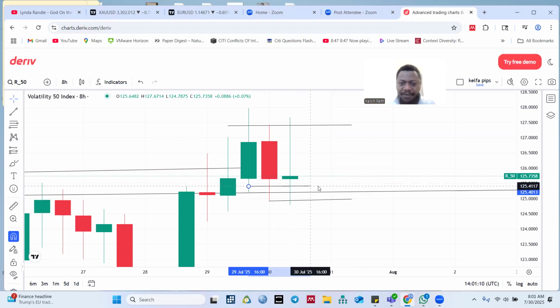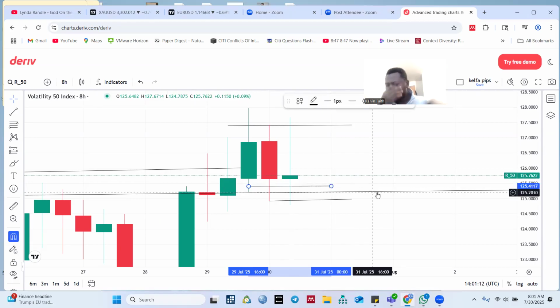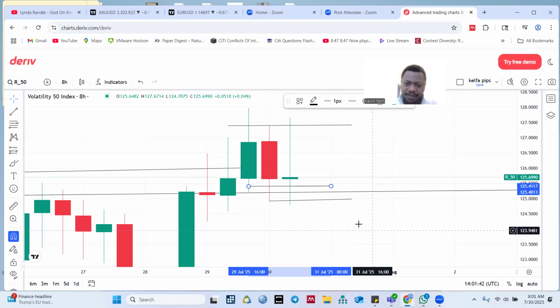So what is the time now? Let's see the time. My time is 7:59. So this is an 8 hour candle. We have like 3 hours for this candle, or probably 2 hours. Yes, we have 2 hours for this candle to close. That will be around 5 p.m. Yes, we have 2 hours for this candle to close.